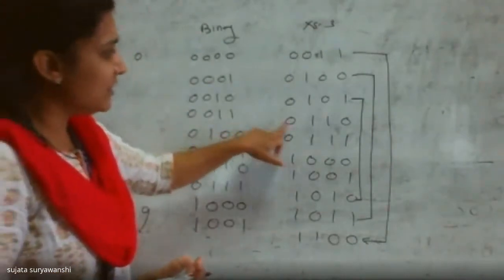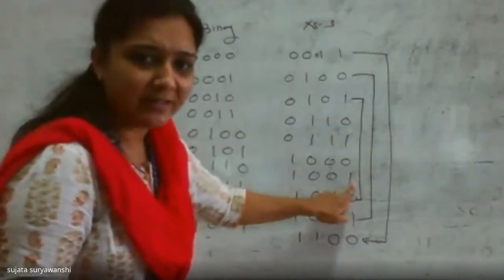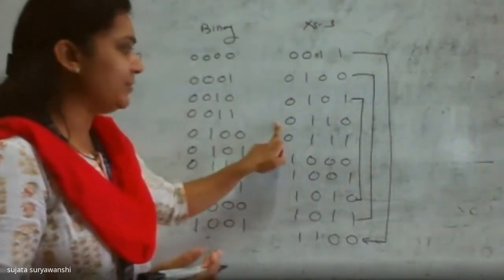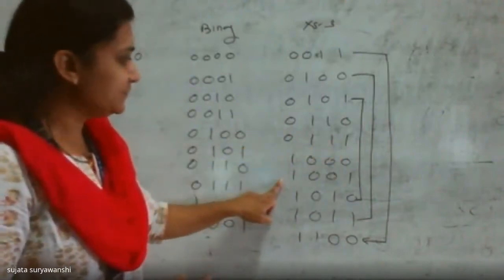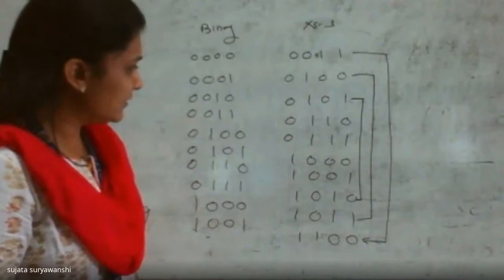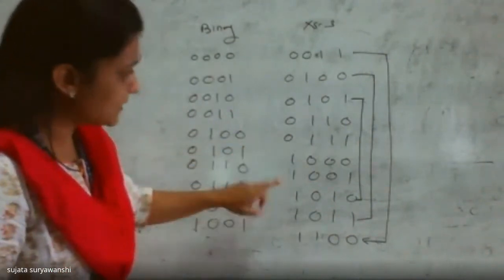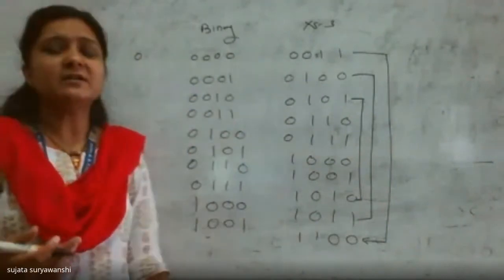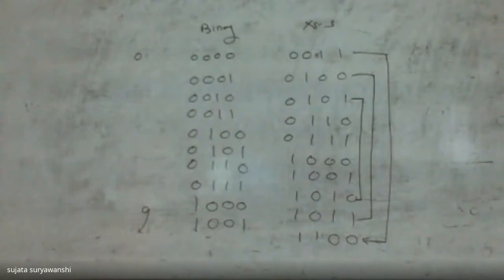So again 0110, the next number is 1001, which means this is the self-complement of 0110. Yes, all the numbers are self-complementary numbers. That's why the number system is called a self-complementary number system. Understood, everyone?